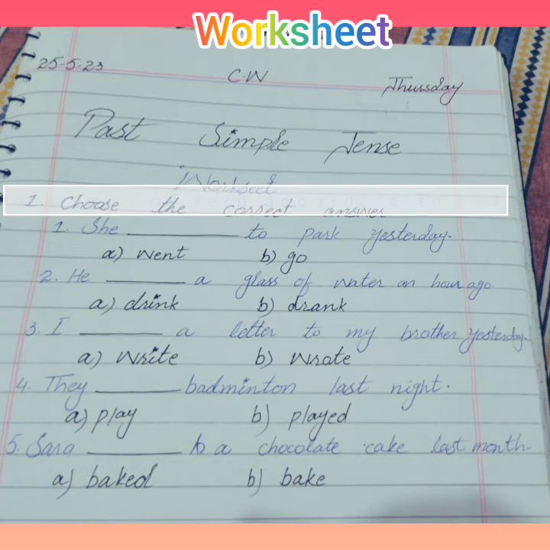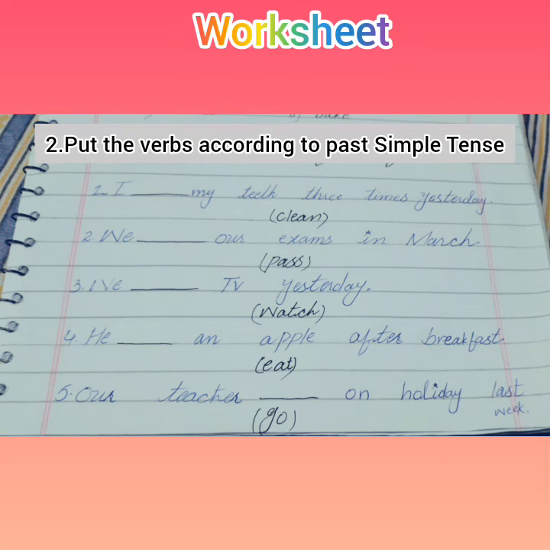Now come to question number 2. Put the verbs according to past simple tense. Statement number 1: I clean my teeth 3 times yesterday. So you have to use the correct form of the verb. Number 2: We take our exams in March. Yes, students, now do the remaining statements by yourself.